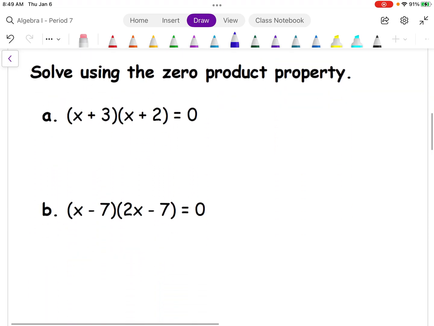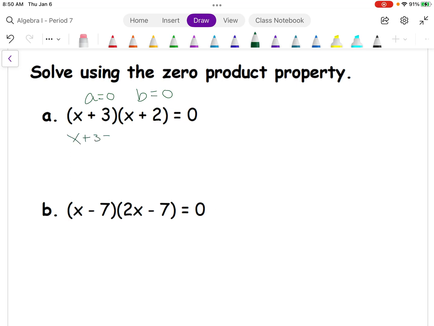So we want to solve using the zero product property. For letter A, we have our factored form, x plus 3 times x plus 2 equals 0. Now in the past we've multiplied these out, but we actually want to leave this in factored form, because our zero product property tells us that if we have some factor A and we're multiplying it by some factor B and our answer is 0, the only way that is going to be true is if either our factor A is equal to 0 or our factor B is equal to 0. So we have two options that could make this equation make sense.